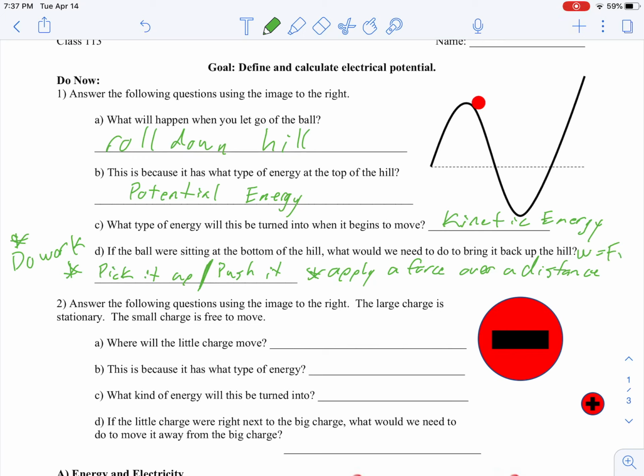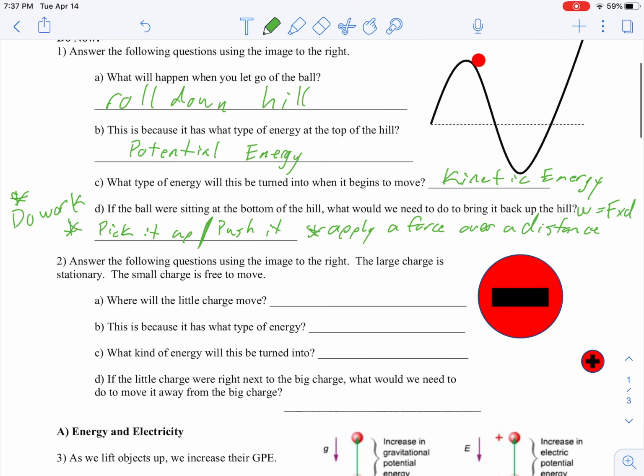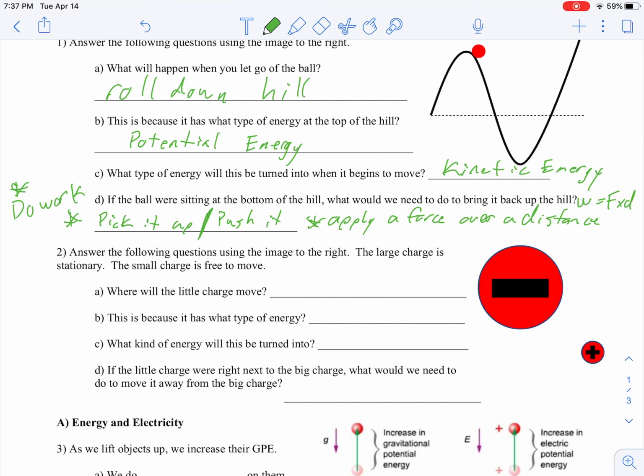So maybe I'll write that down too. There's a lot of stuff I'm writing in here in the margins. Work is force times distance. We'll talk more about that in a second. So now we have an analogous situation.